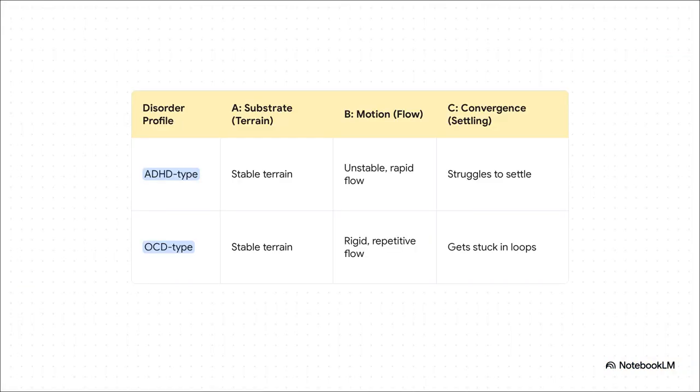Okay, check this out. Look at how this totally reframes two very different conditions, ADHD and OCD. According to this map, both can happen on a pretty stable terrain. The difference isn't the landscape, it's the flow. For an ADHD-type profile, the flow is rapid and unstable. It struggles to settle down. For an OCD-type profile, it's rigid and repetitive, getting stuck in those loops.